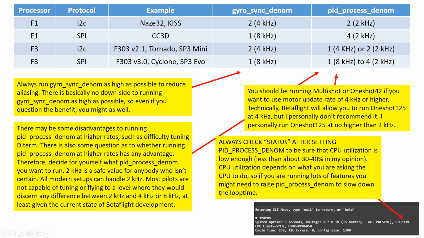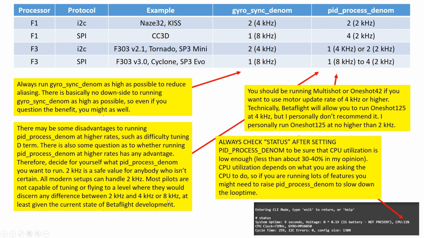All modern setups, and by modern I mean if your ESCs are running OneShot, they can handle 2 kilohertz. If you're running BLHeli 13.6, then you might run into a problem. But if you're basically on a modern version of BLHeli and Cleanflight or Betaflight, you get no problem whatsoever with 2 kilohertz. I'm going to go out on a limb here and say that most pilots are not capable of tuning or flying to a level where they would notice any difference between 2 kilohertz and 4 kilohertz or 8 kilohertz. And frankly, even some pilots who are capable of tuning or flying to a level where they definitely would notice a difference have still said they don't notice a difference. They argue that there is no difference.